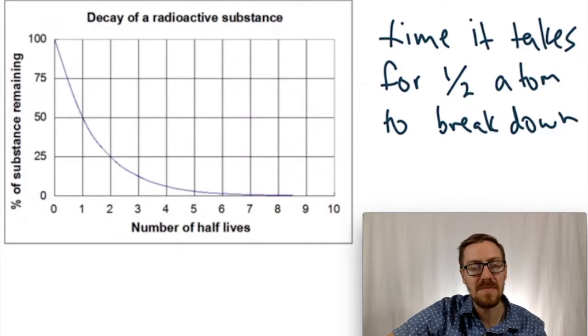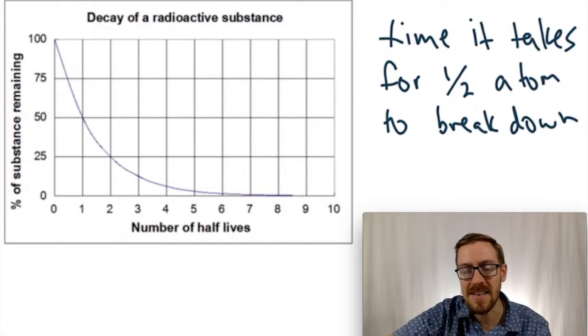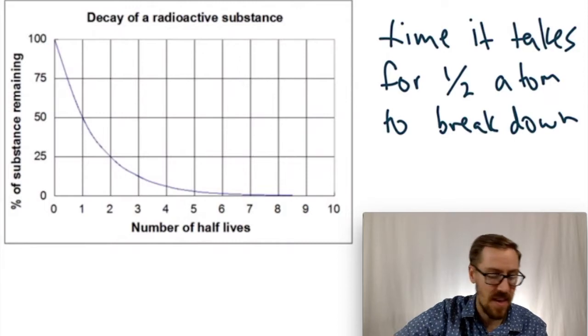Some isotopes break down in 10 seconds and they're gone. Some isotopes break down in 10 billion years. And so if you had a rock that was made 10 billion years ago, if you looked at it, it would have half of those atoms left. That's what a half-life is.